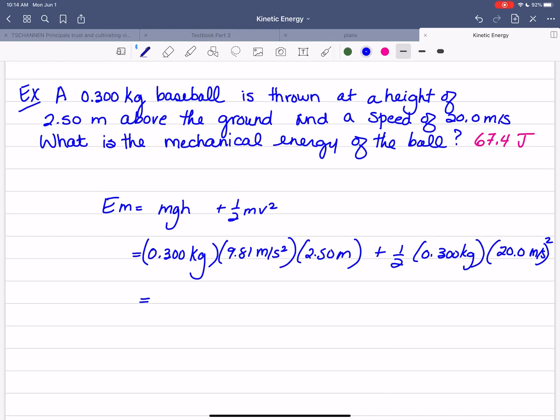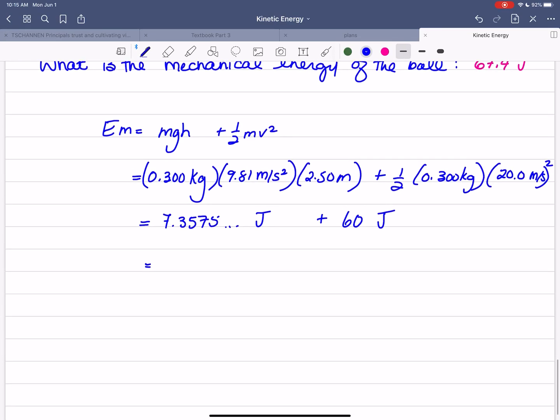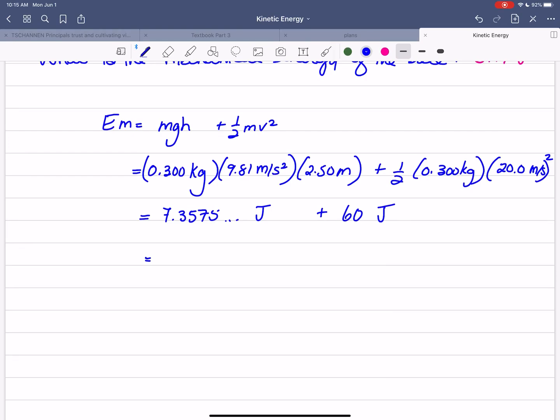So when I do that whole first part, I get 7.3575. I'm just going to keep it all in my calculator, joules. And when I do 1/2 mv squared, I get 60 joules. And so to 3 significant digits, I should get 67.4 joules is the answer for the mechanical energy there. All right.